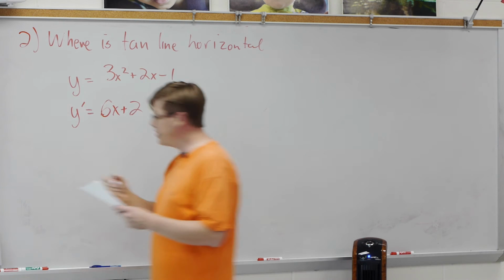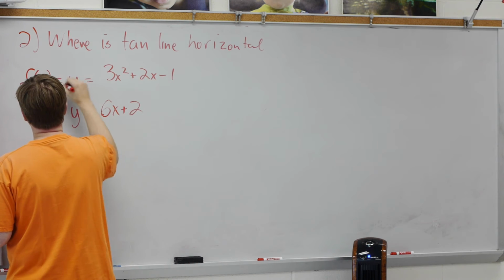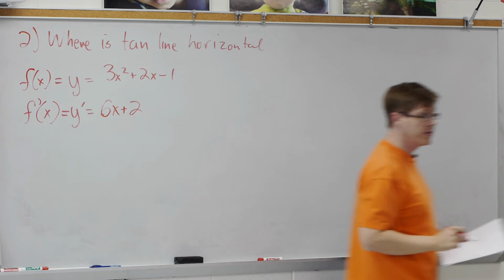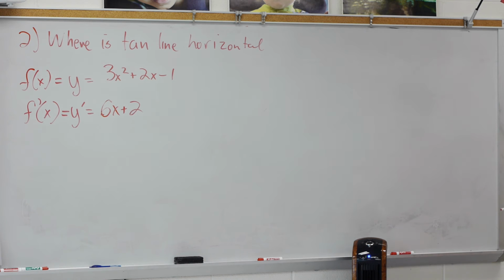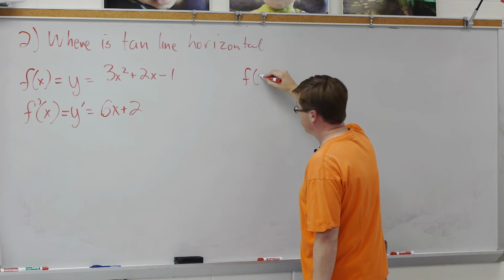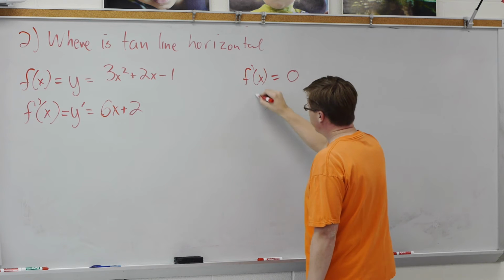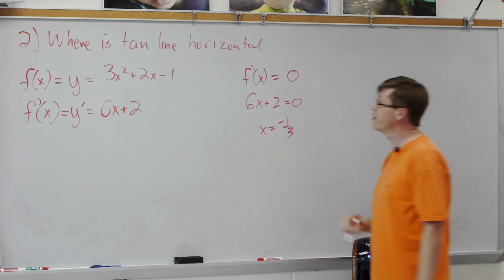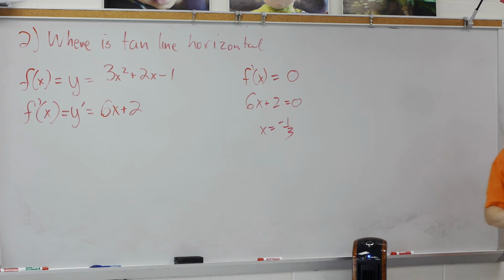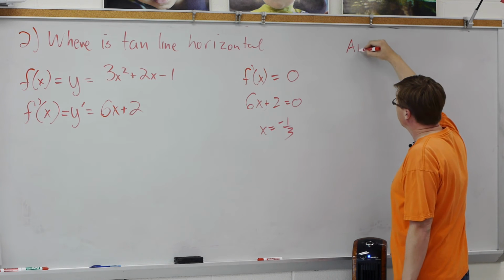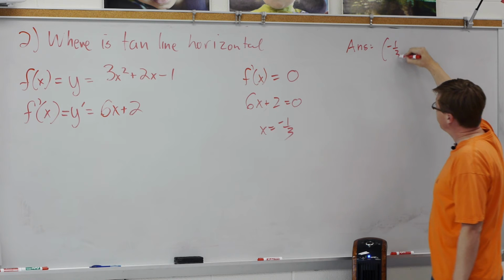You know what? I guess in the notes I called it f of x. So yeah, f prime. So where does this thing equal 0? Bingo, you got it, because I just have to set that equal to 0 and solve. So x is negative 1/3. Now that's the x value where this has a horizontal tangent. So my answer is negative 1/3 comma something.